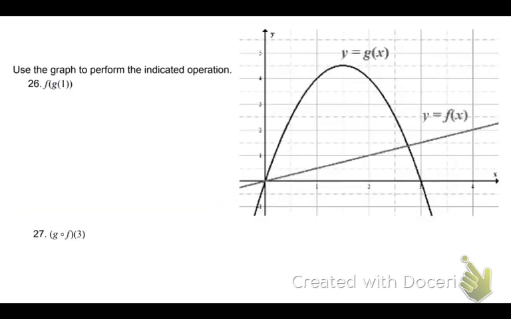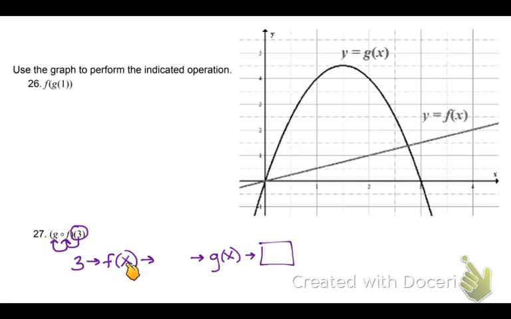Number 26 and 27. We're going to do 27 together, and you guys are going to do 26 on your own. For number 27, this is the exact same type of problem from before, but this time we're doing it from a graph. So for number 27, this means to take 3 and substitute it into f. I'm going to get an answer. We're going to take that answer and substitute it into g. So 3 into f of x. Take the answer for that and substitute it into g of x. And whatever I get out of g of x will be my final answer.